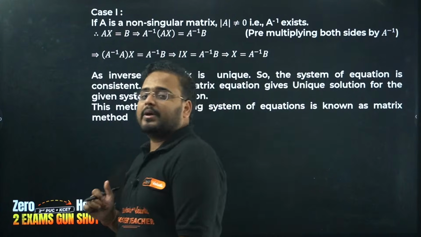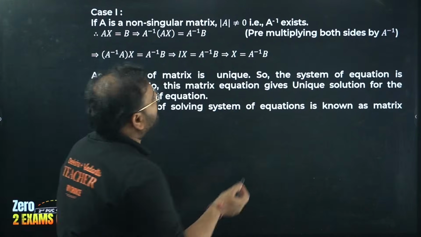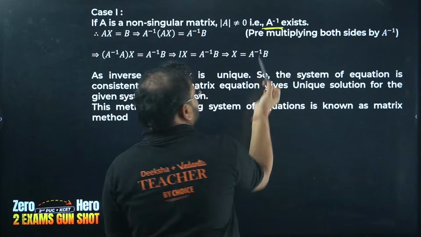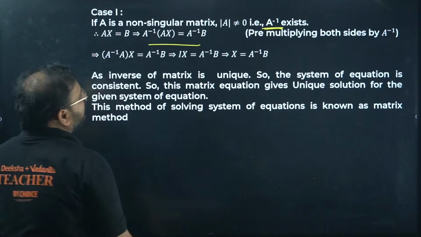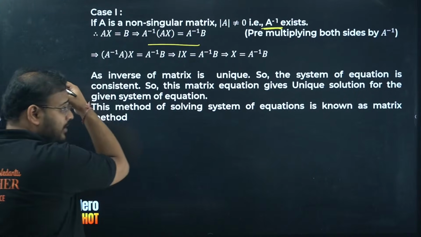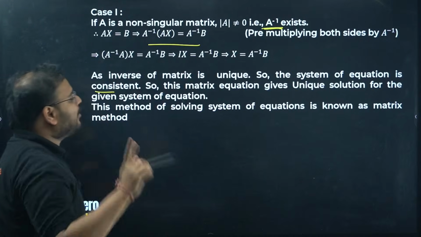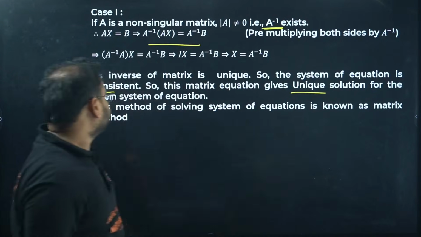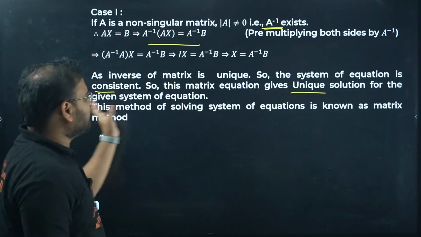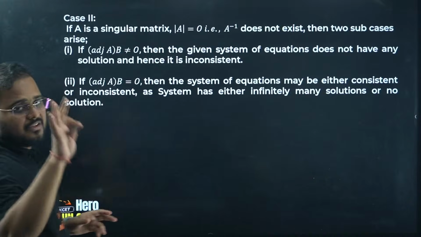Case 1 is if A is a non-singular matrix, so the determinant of A should be non-zero, and of course the inverse will exist. You'll get a unique solution, and this is the approach I just explained. As the inverse of a matrix is unique, the system of equations is going to be consistent, and you'll have a unique solution. The method we are using here is called the matrix method to solve linear equations in 3 variables.